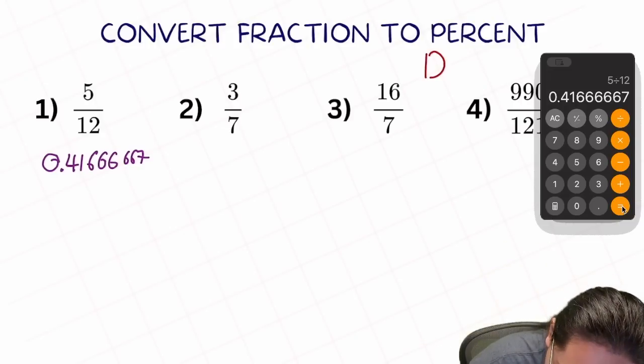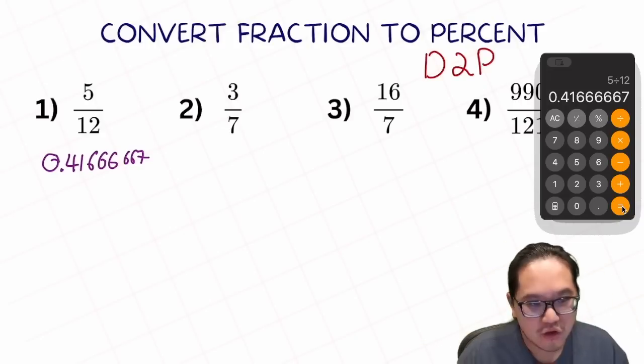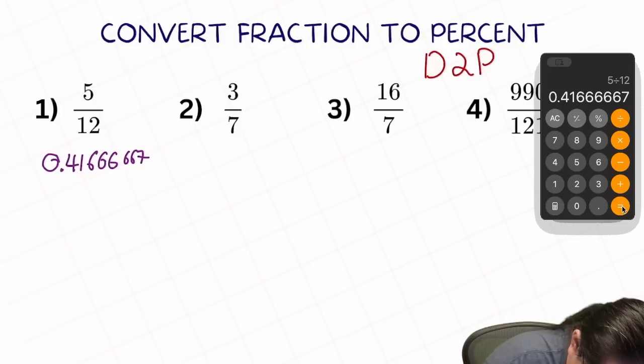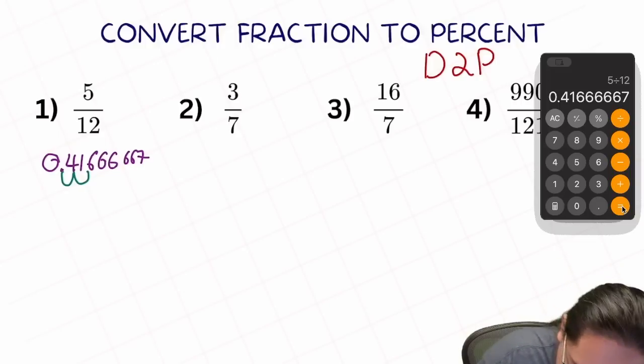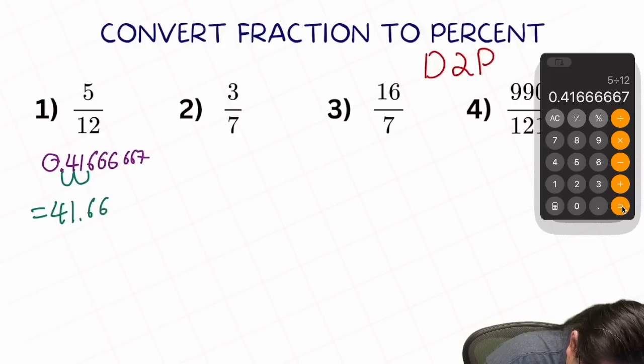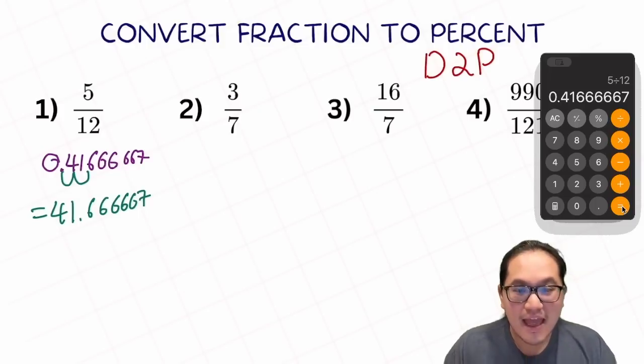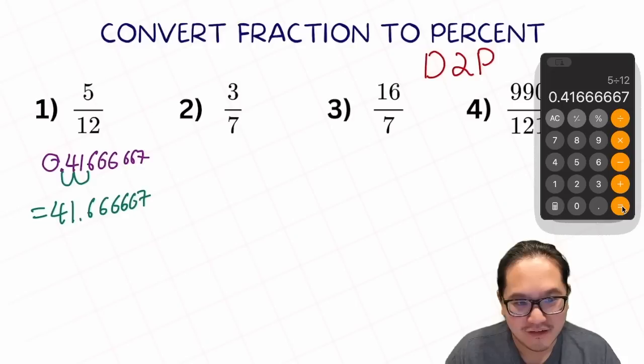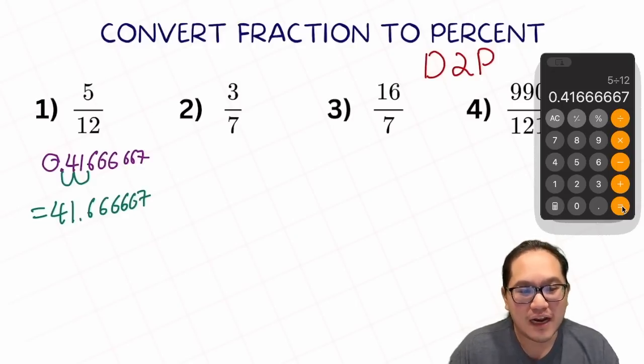So how do we convert this to percentage? Remember the mnemonic? D to P. We just need to move the decimal 2 times to the right. So let's move it 2 times to the right. We'll get 41.666667. And it depends on what the question wants. Then you need to round it to the certain unit. So we're going to keep this simple. We're going to round it to the hundreds.